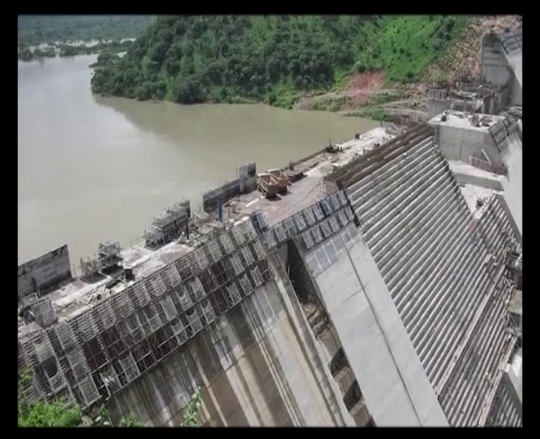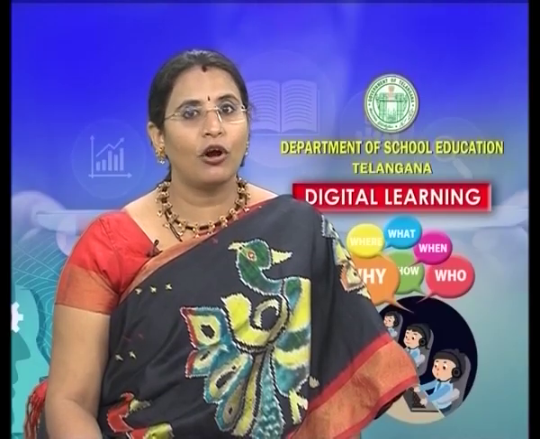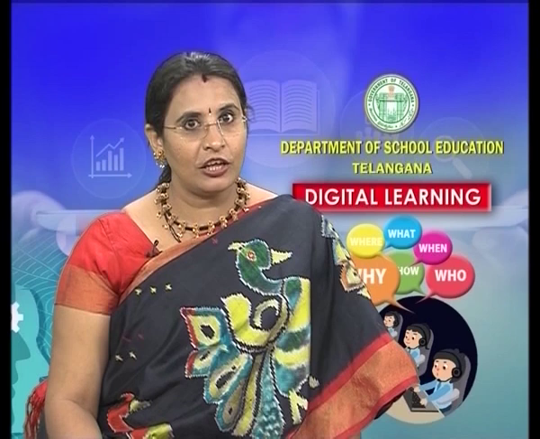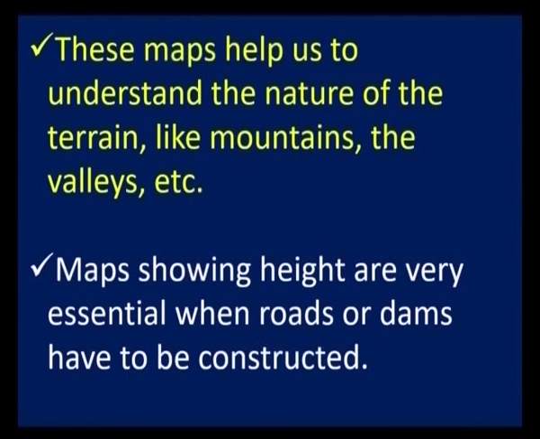The map showing heights is also very much useful while constructing the dams. While constructing the dams, it is very important for all of us to know how much area of land is getting submerged by the water of the dam. So the two important usages of the map showing the heights are to understand the nature of the terrain, like mountains, valleys, etc., and the maps showing heights are very much essential while constructing the roads and the dams.